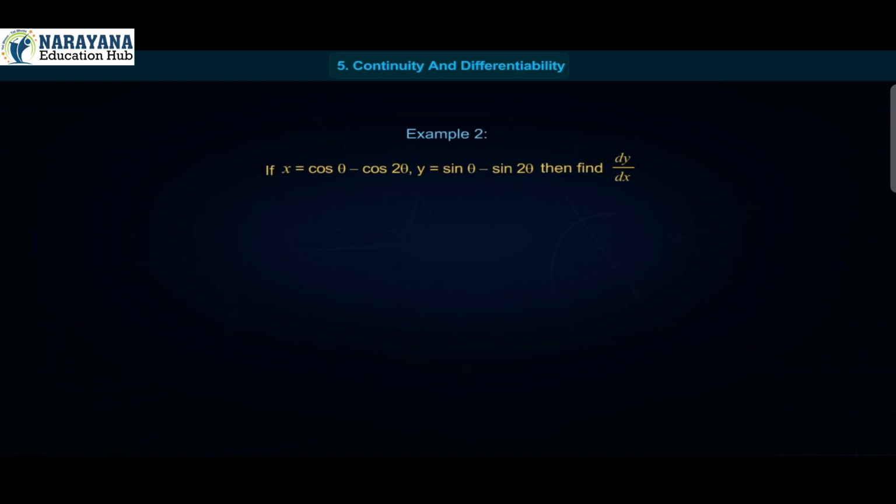Example 2. If x is equal to cos theta minus cos 2 theta, y is equal to sin theta minus sin 2 theta, then find dy by dx. Solution: x is equal to cos theta minus cos 2 theta, which implies that dx by d theta is equal to minus sin theta plus 2 sin 2 theta. y is equal to sin theta minus sin 2 theta, which implies that dy by d theta is equal to cos theta minus 2 cos 2 theta.